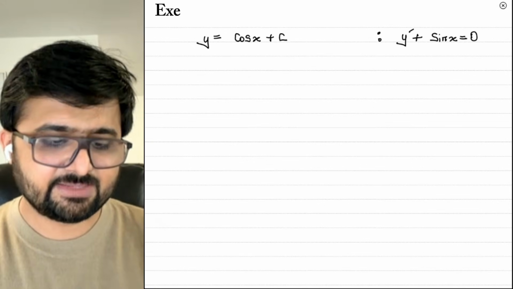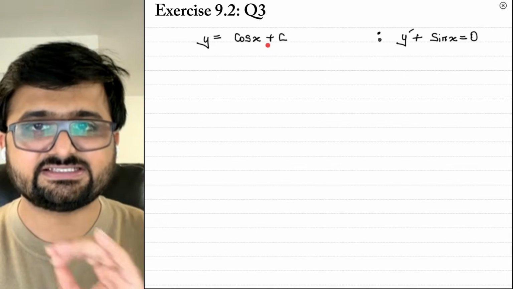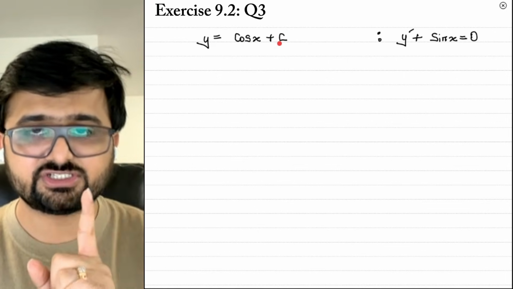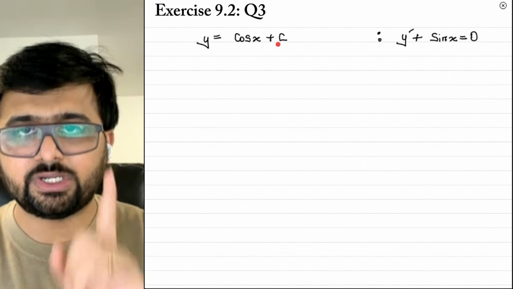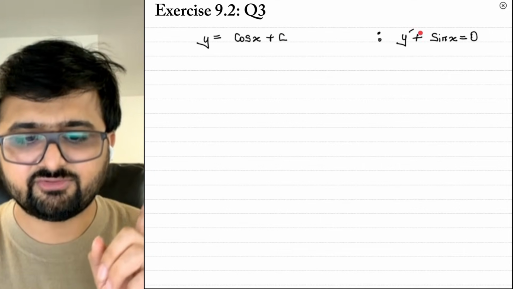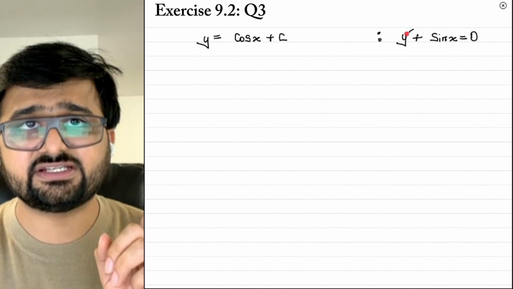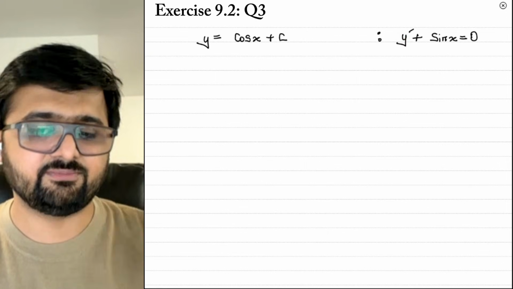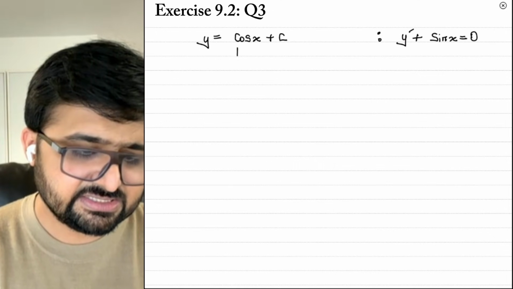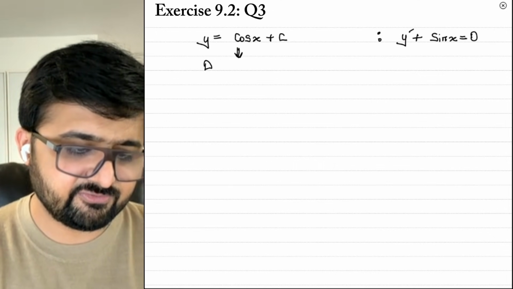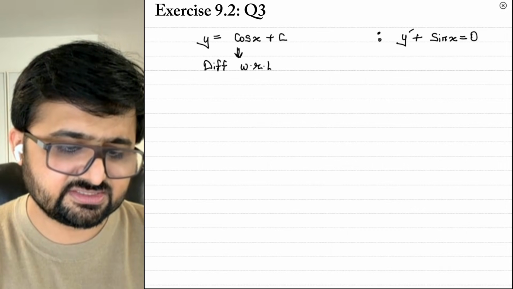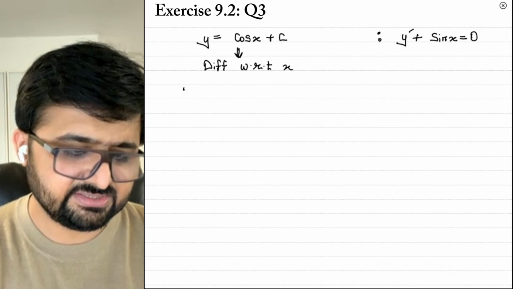Let's look at next example, which is y is equal to cos x plus c. Very simple example. Again, note that there is just one arbitrary constant. So you just have to take derivative one time, which is the first order derivative. You can also see that here there is just y dash, which also confirms that you just have to take derivative one time. Okay. It's very easy. Let's take derivative. So we say differentiate with respect to x.